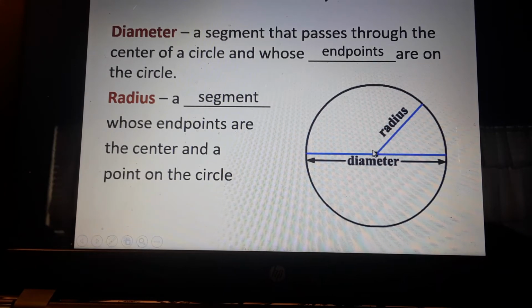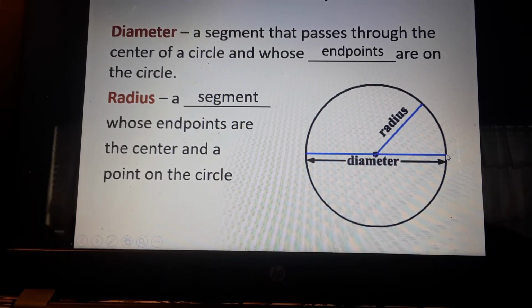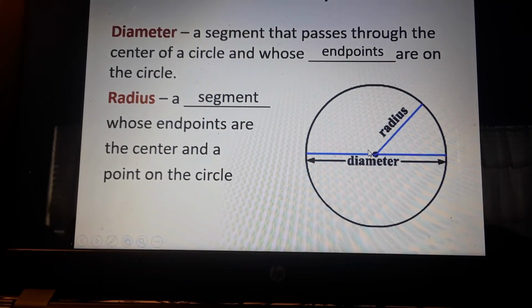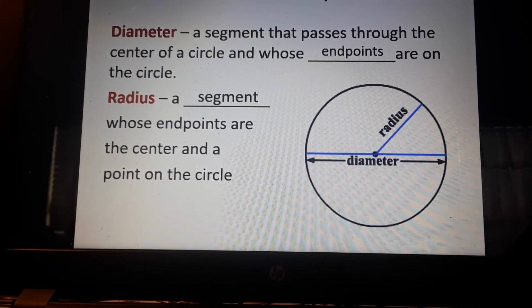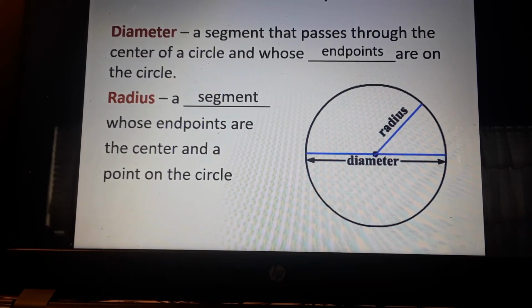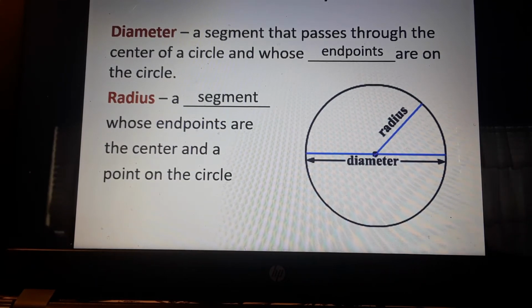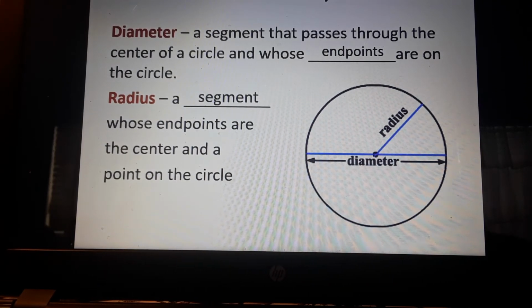So if that's the center, the diameter is going to be twice as long as the radius. If you know the diameter, you can figure out the radius. If you know the radius, you should be able to figure out the diameter. So if the radius was 10, the diameter would be 20. All right, and vice versa. 20, the diameter, radius 10.